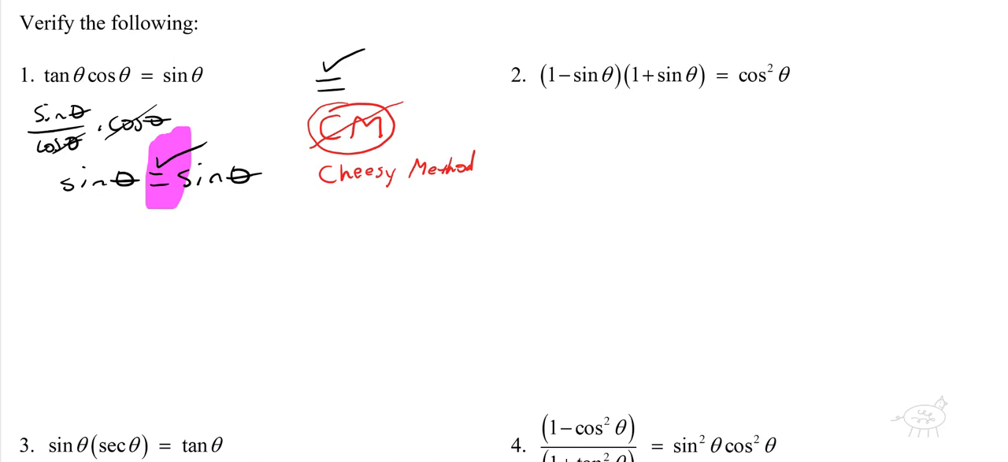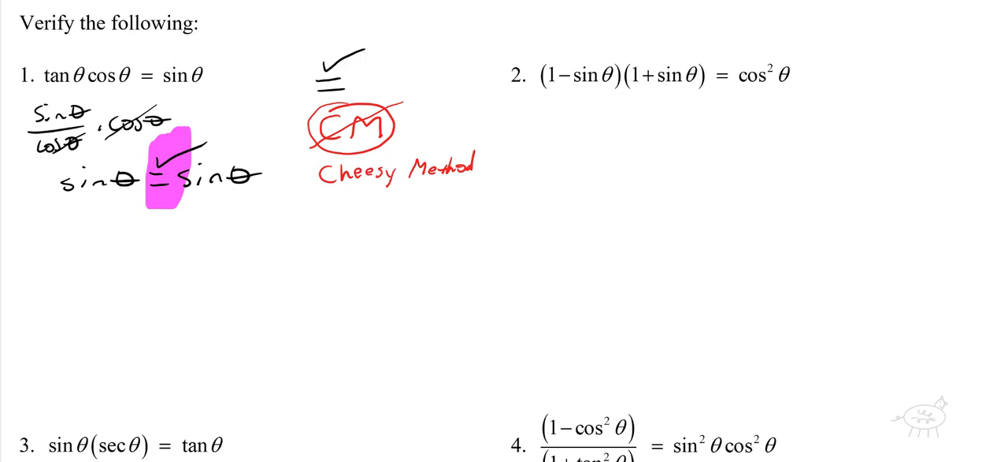So that was the first one. That's pretty easy. Now let's look at number two. Again, there are all kinds of different ways to do these problems. I'm trying to show you one way to do it. In this case, I'm working on the left-hand side. I've got to FOIL it.